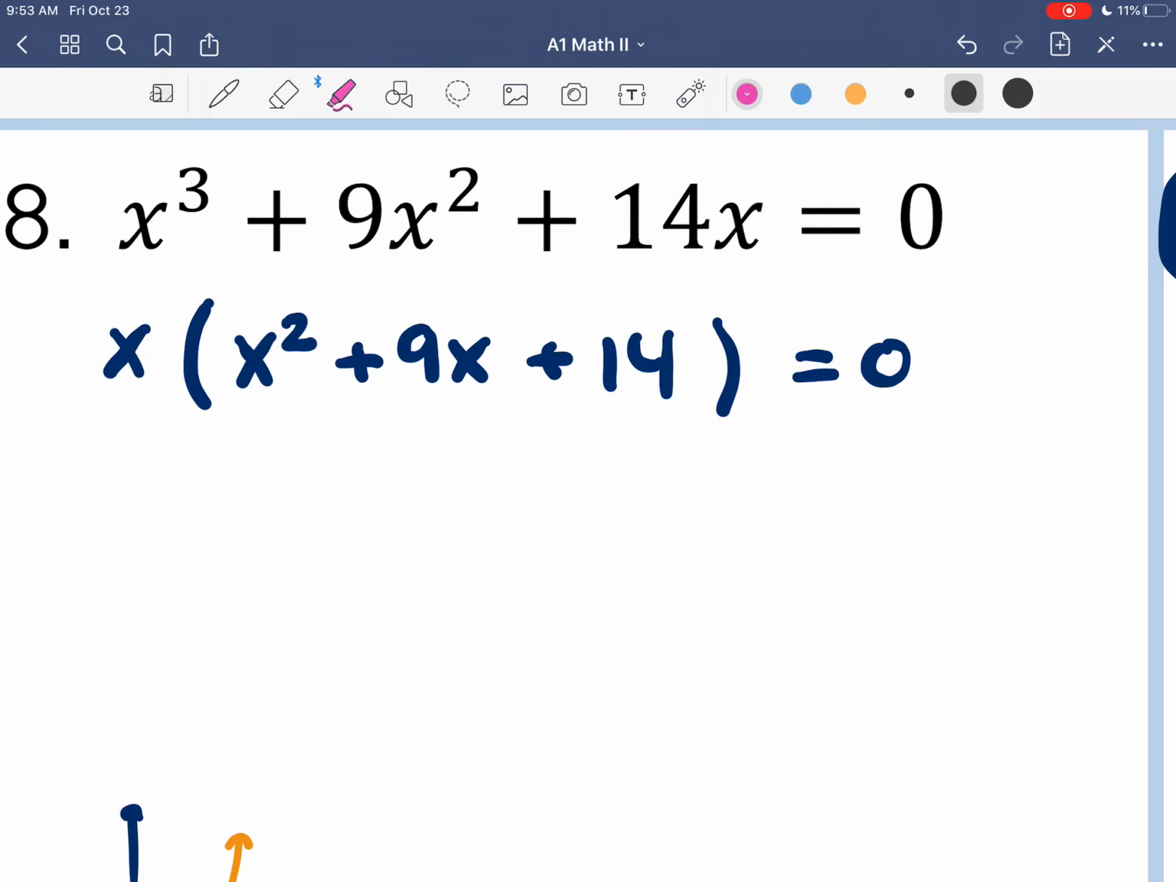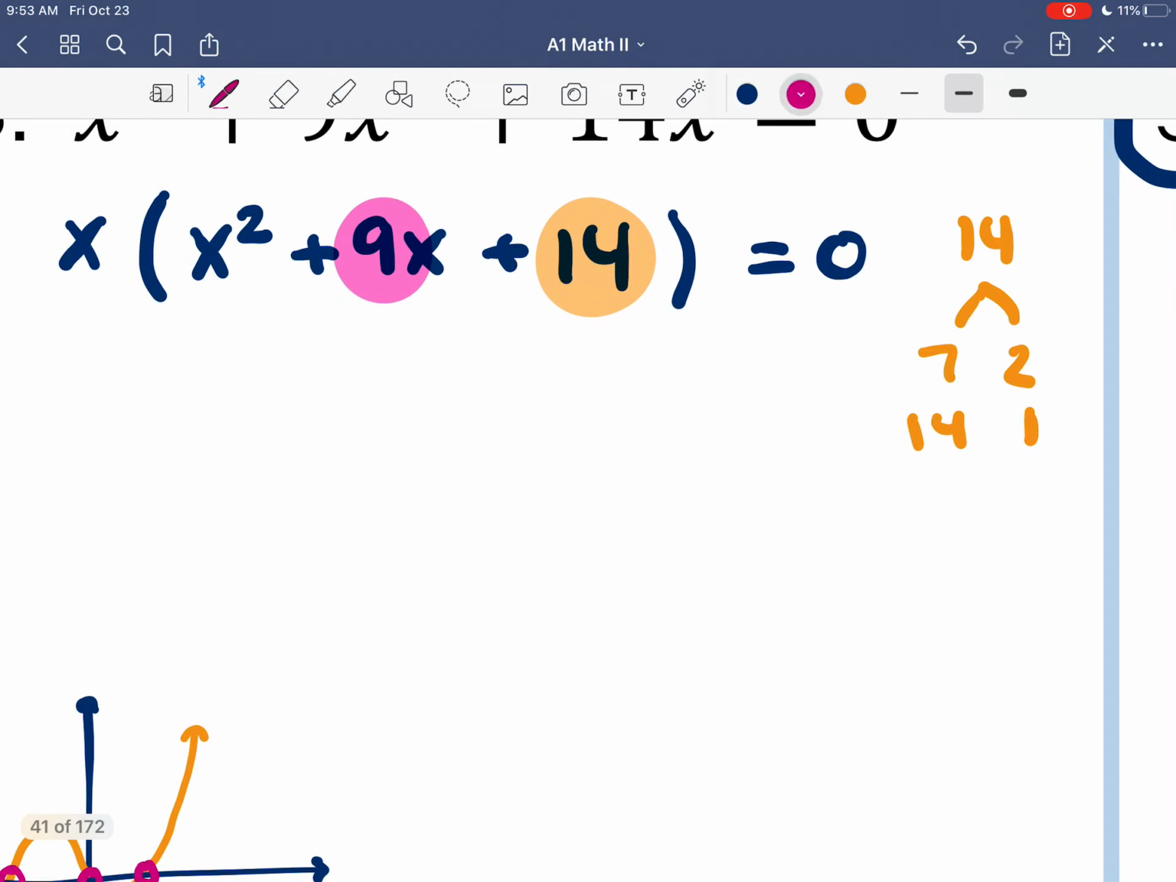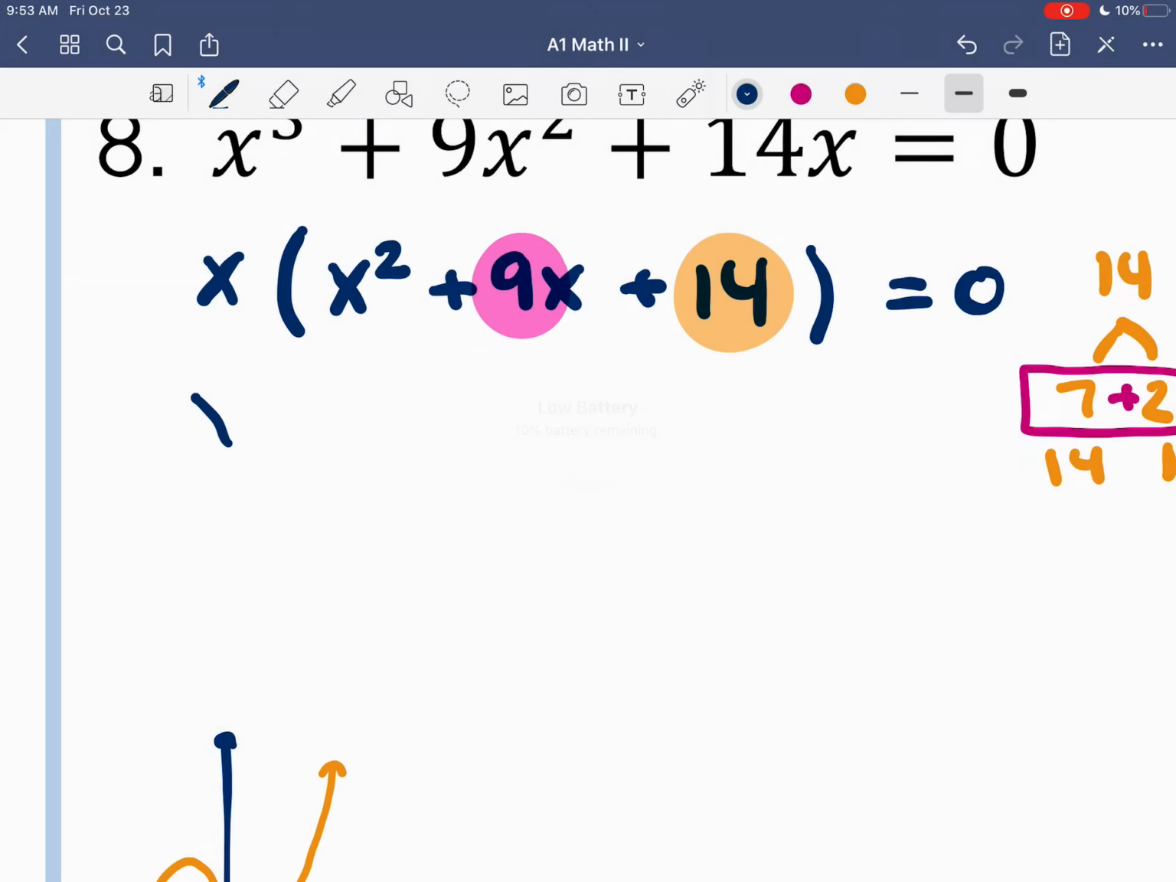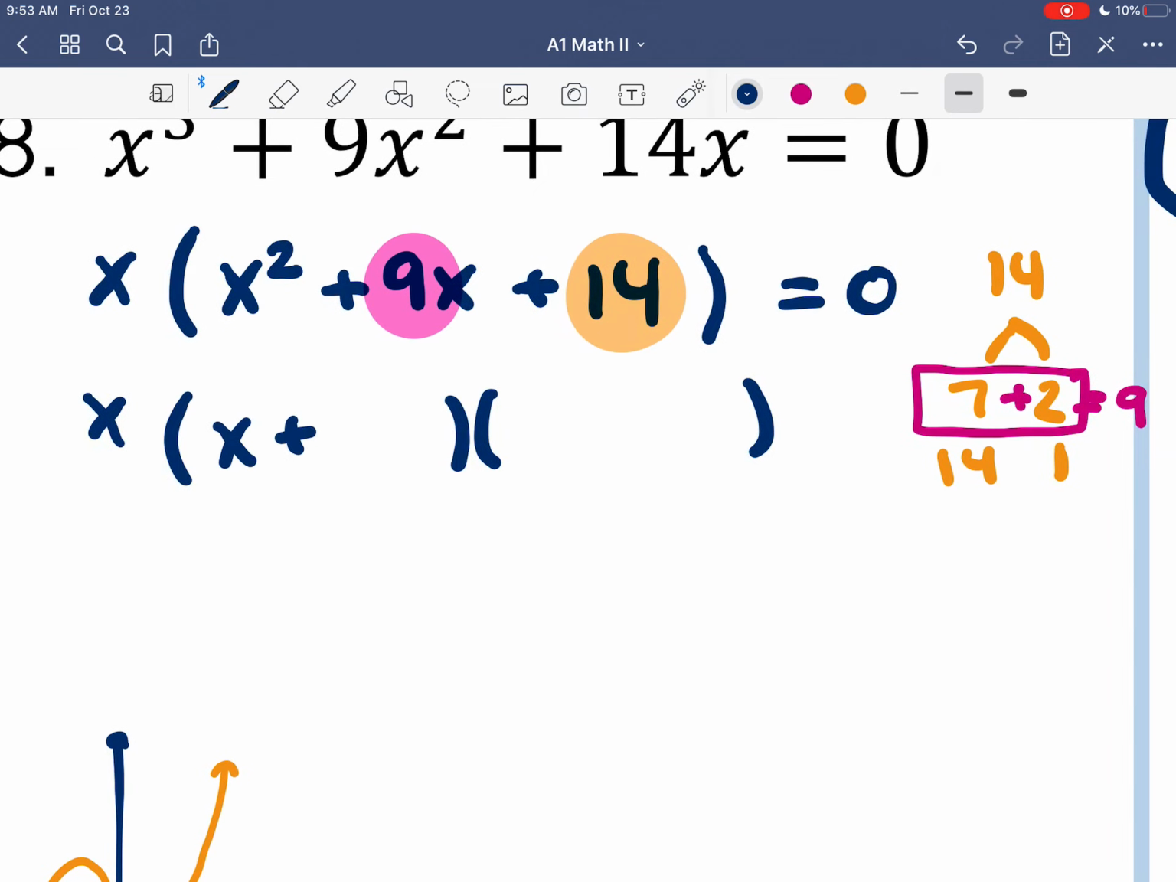That's something that we are used to seeing. So we have an end term of 14, a middle term of 9. So we are looking for pairs of numbers that multiply to 14 and add to 9. And look at that, 7 and 2 add to be 9. So those are our factors here. The x we leave alone for now, but we have just factored this into x plus 7 and x plus 2, and it's still equal to 0.